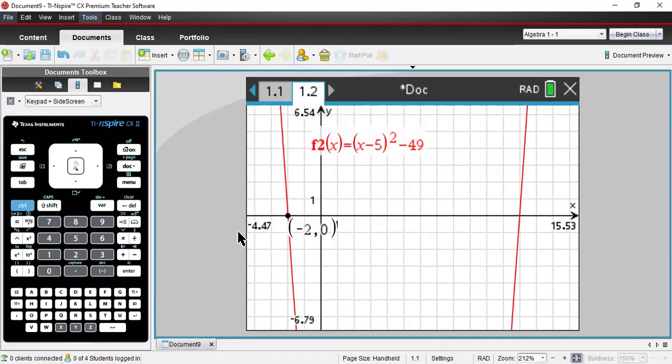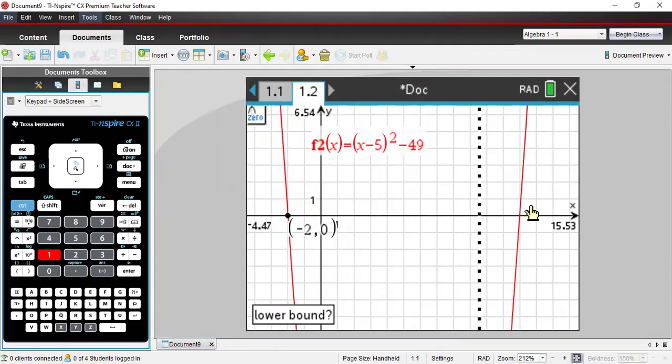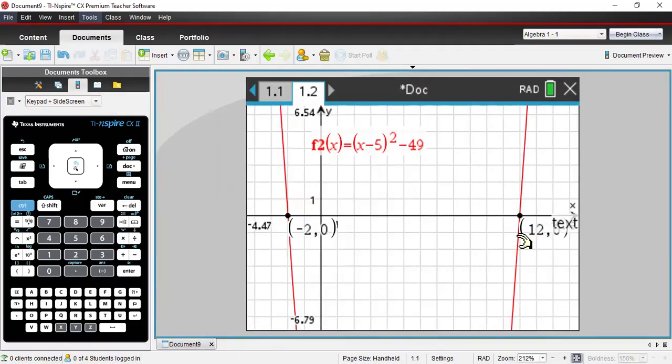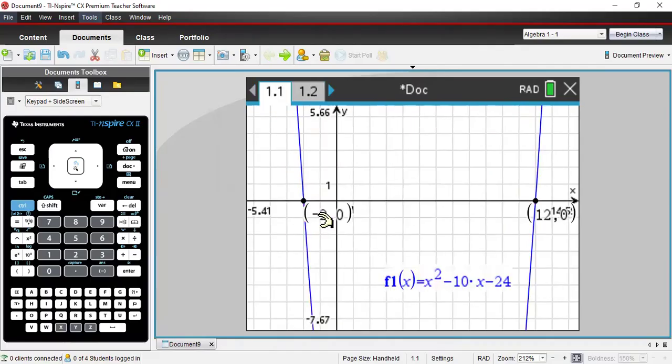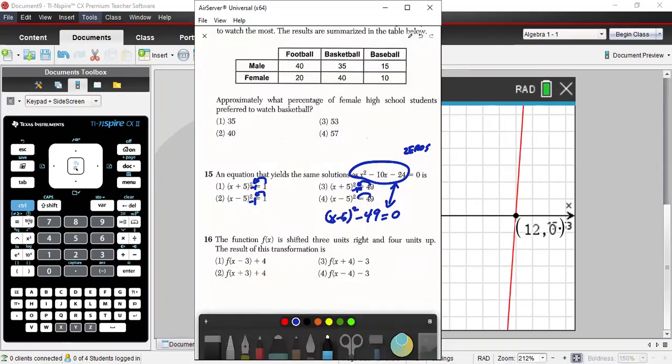We got a -2, 0, just like before. And then we do menu 61 again. We got the zeros here, 12, right? Just like before, same, -2, 12. Over here, -2, 12. So we know that those are the same solutions. And we know that number 4 is, in fact, the answer.